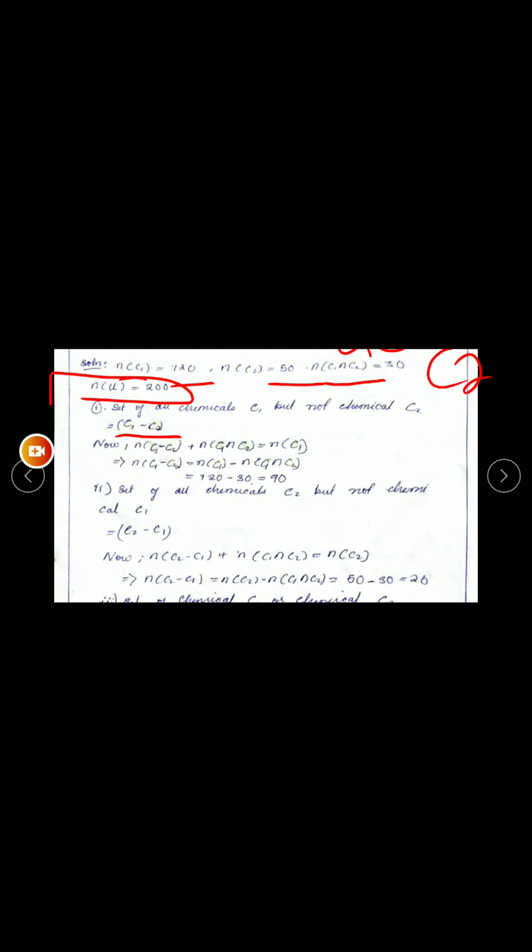Here, the set of all chemicals C2 but not chemical C1, the portion is here. Chemical C2 but not C1 means C2 minus C1. So N(C2 minus C1) plus N(C1 intersection C2) equals N(C2). We move it to the right side, the sign will be minus, so N(C2) minus N(C1 intersection C2), which is 50 minus 30.